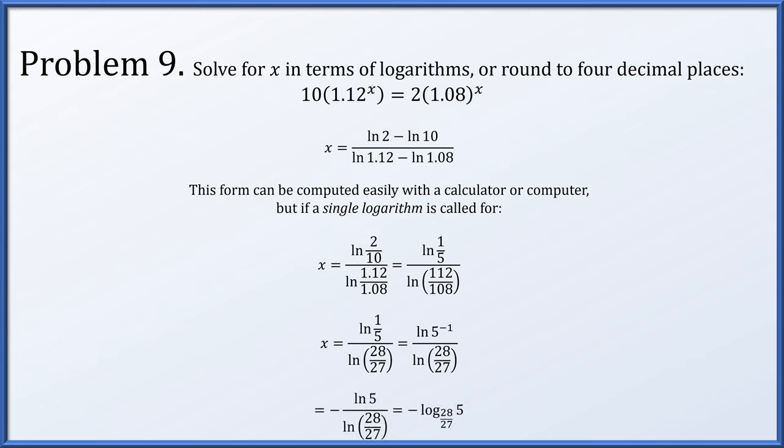The log of 1/5, it would be quite common to call this the log of 5 to the minus 1, so that you can factor out the minus 1 and just call it log 5, divided by log 28 over 27, and that's the change of base formula representing negative log base 28 over 27 of 5. And again, I would only go through this work if you are specifically asked to present the solution as a single logarithm.